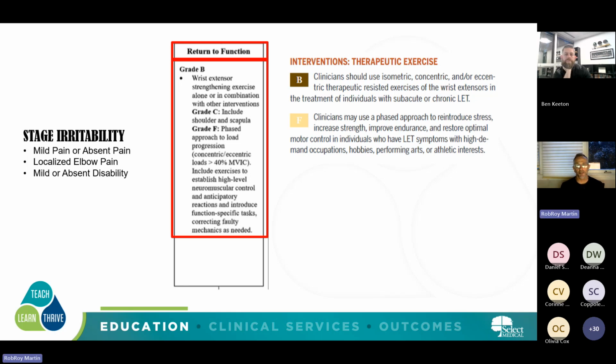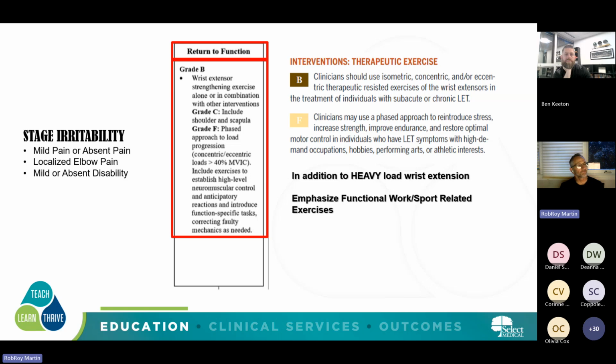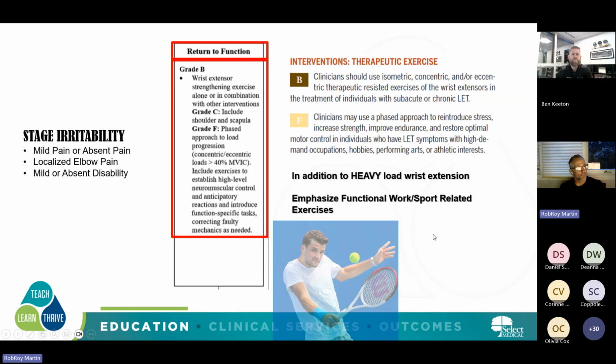Getting back to this return to function, again, we're progressing that heavy load, and I think the key to this is emphasizing our functional, work related exercises. I put a tennis player on here, not that this is tennis elbow only, but to hit the point home: why would someone get tennis elbow? We need to take a look at their overall function. Is their grip appropriate? Do they have poor form? Are they overusing their wrist extensors? Is their racket strung too tight?